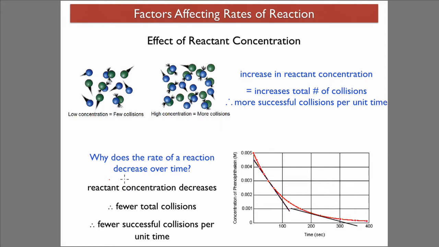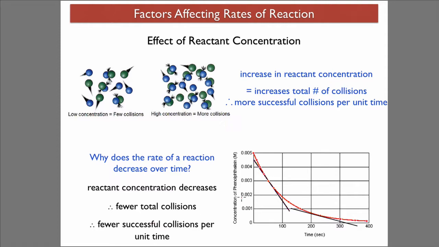So why does the rate of reaction decrease over time though? It's to do with concentration. As reactant concentration decreases, you get fewer total collisions. As you get fewer total collisions, you get fewer successful collisions per unit time.